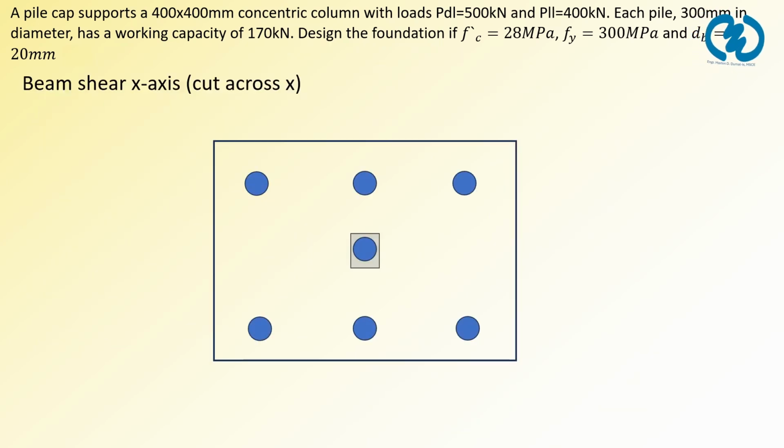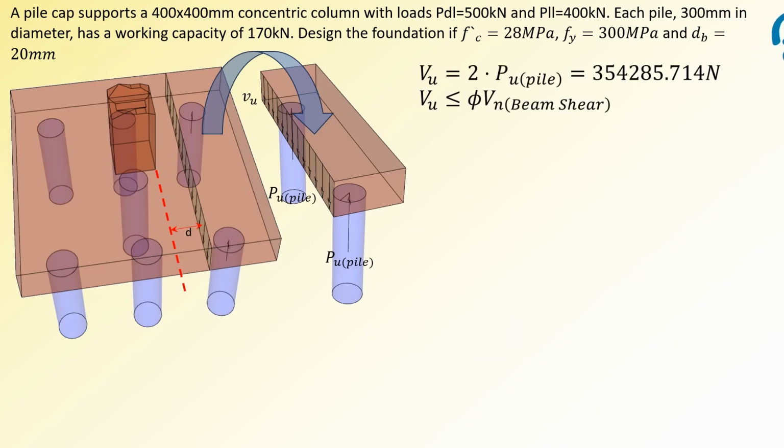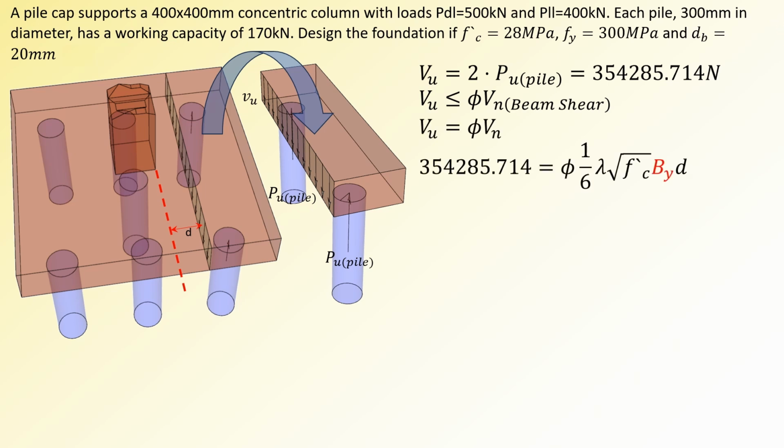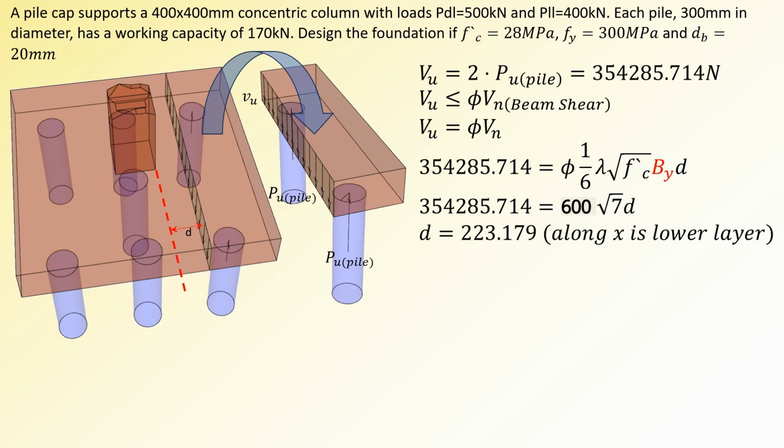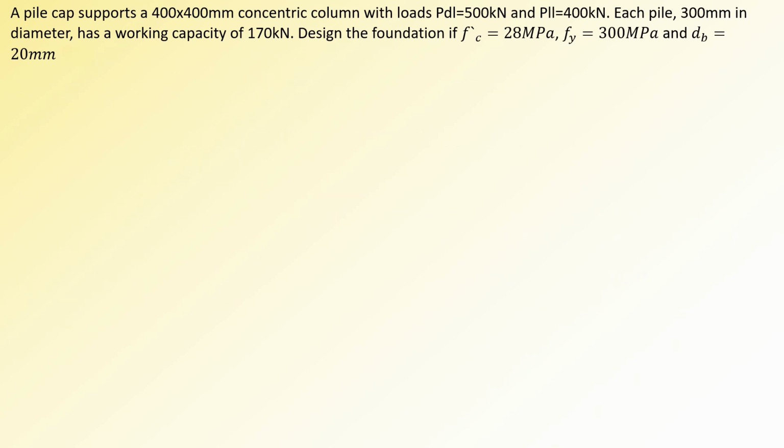We'll make a similar cut for the x-axis beam shear. This time only 2 piles remain. After solving for the effective depth, D, we calculate the pile cap thickness by adding D, the concrete cover, and half the bar diameter. With the 3 thicknesses determined, we select the largest value as the final pile cap thickness.